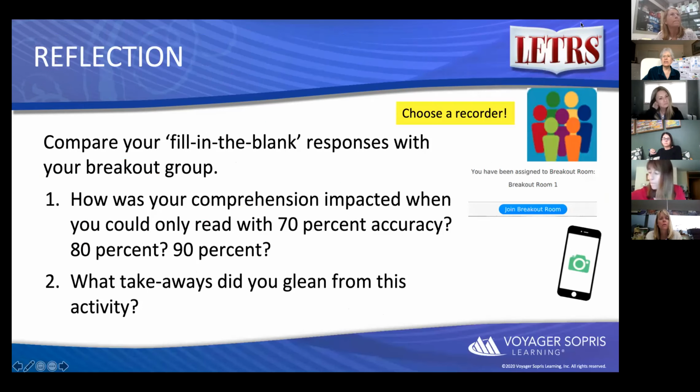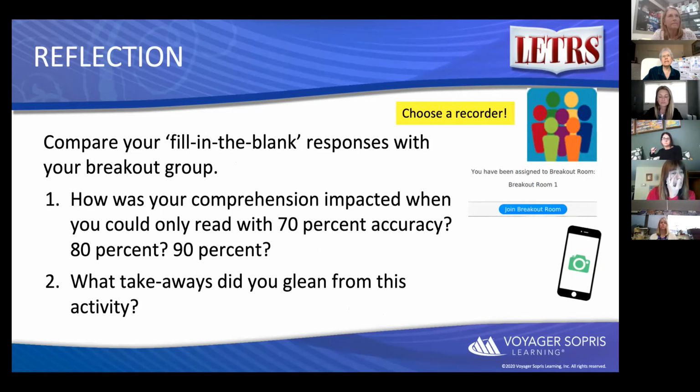So what I'm going to ask you to do right now, and I'll set the breakout rooms, I want you to think about choosing a recorder in your breakout rooms. But what I'd like you to do as a conversation is talk about how your comprehension was impacted when we transitioned between these three slides, and what perhaps might be some takeaways from this activity that may also be a part of your consideration as you're working with different student populations.